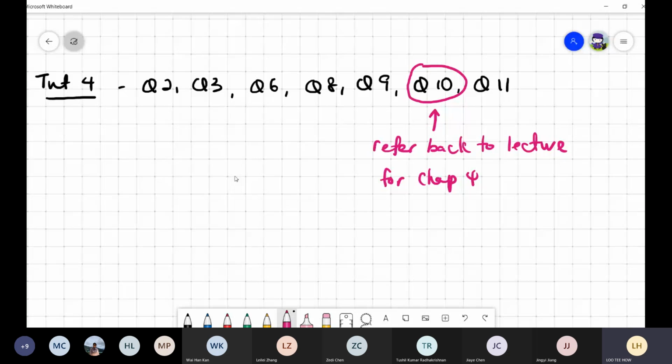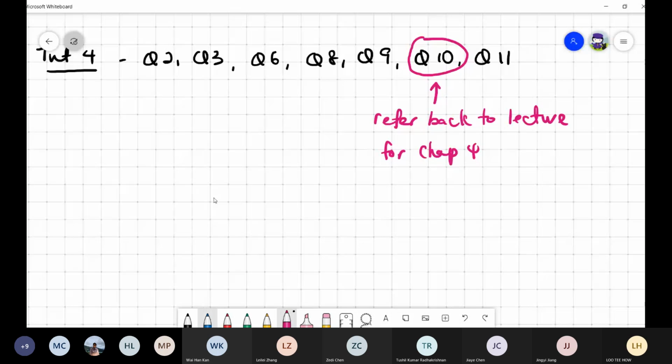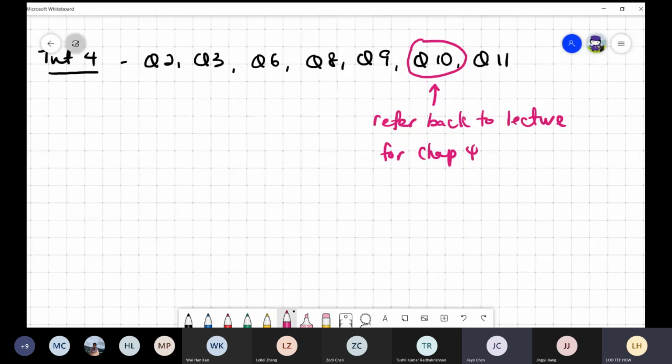Okay, all the questions over here. Question 9. Yes, these are the questions. Let's start off with question 2. Again, I'm not sure what the issue with question 2 is, because I suppose if you have no problem with question 1, then you should not have any issue with question 2. So I assume you have no problem.